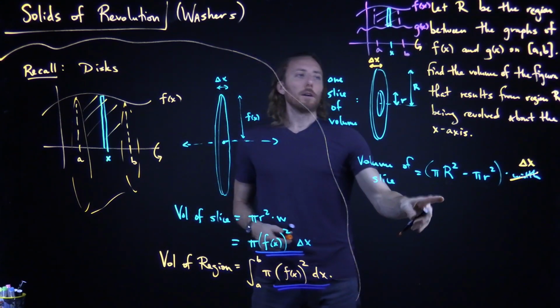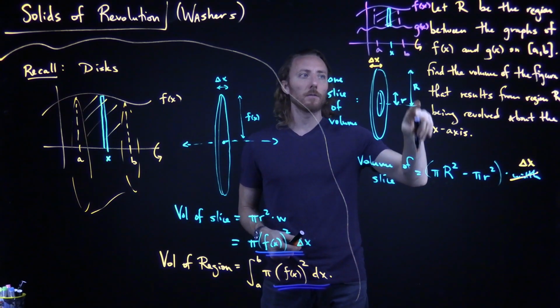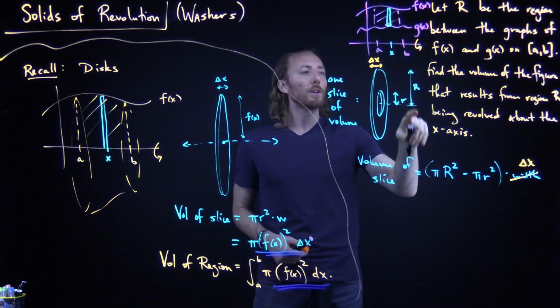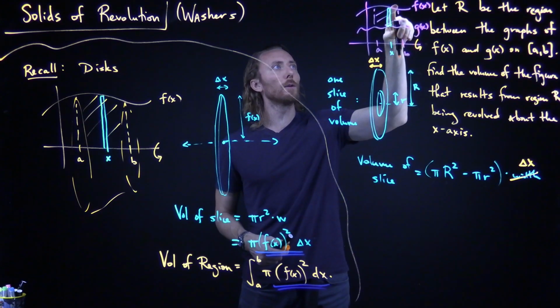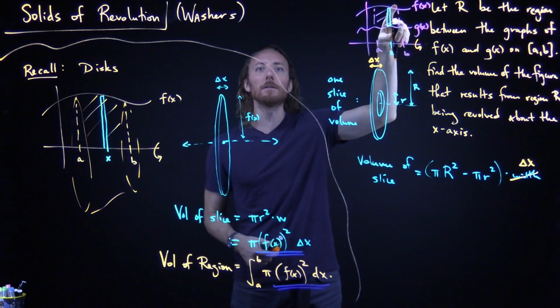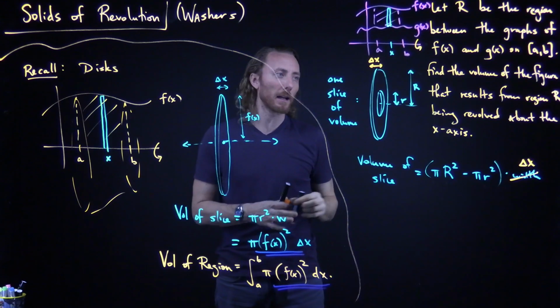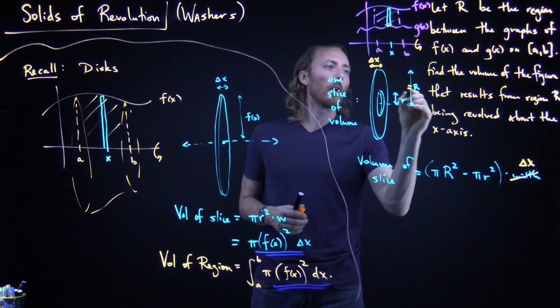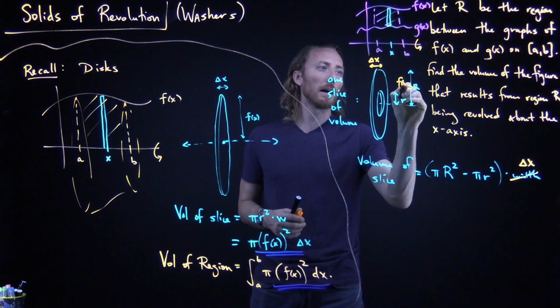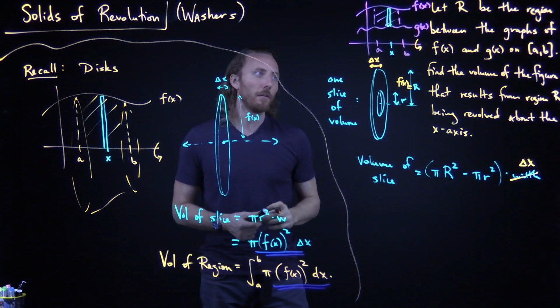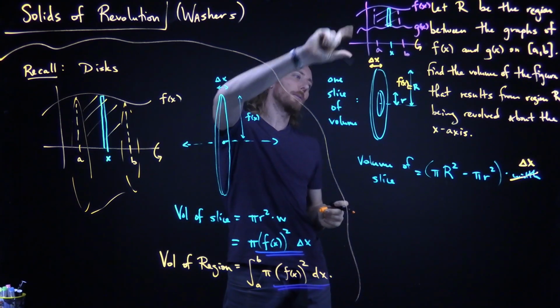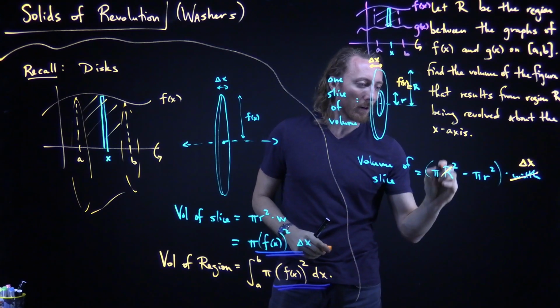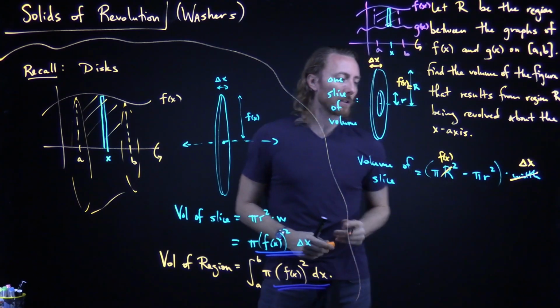What about big R? Big R is the distance from the axis of rotation to the top of the washer. Well, the top of the washer actually coincides with the top of this rectangle, if you think about it within the context of this picture. And so big R, in our case, is just the value of f of x. The height of function f determines the value of our big R. So big R is just f of x.